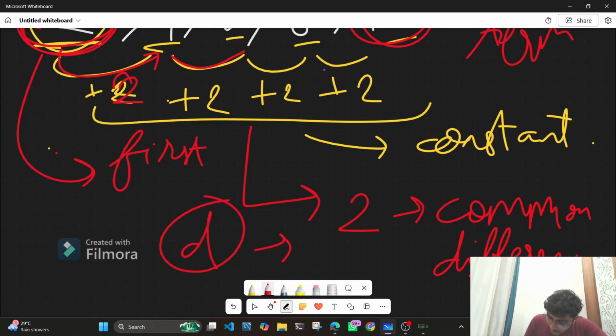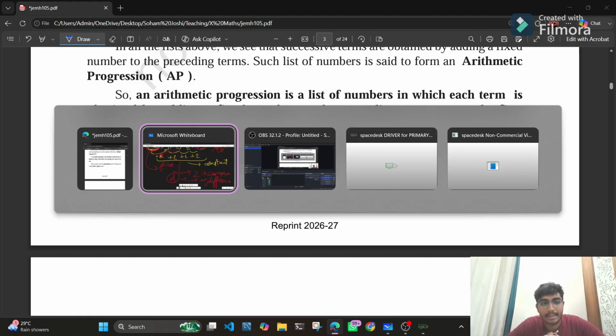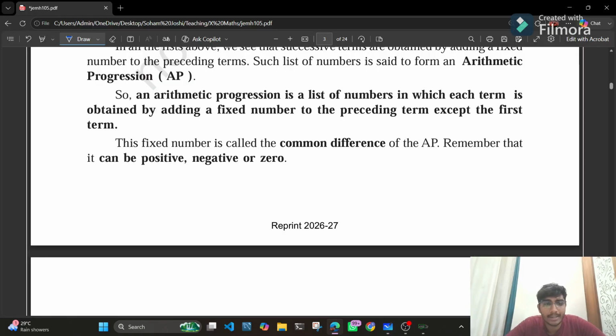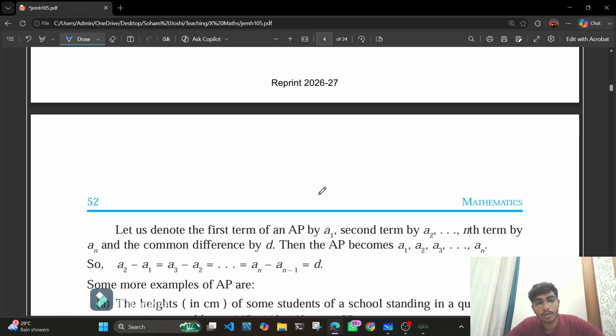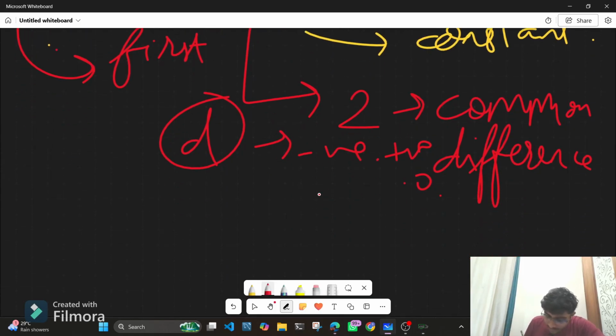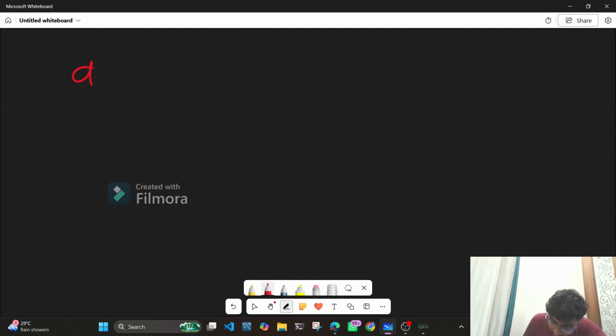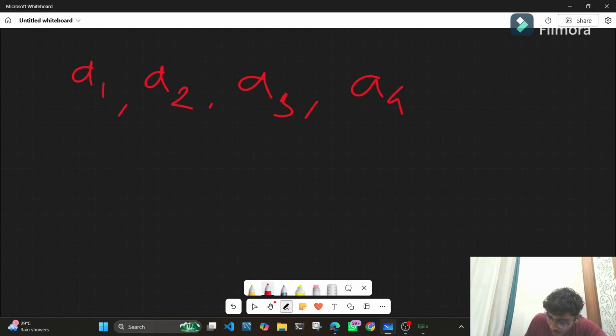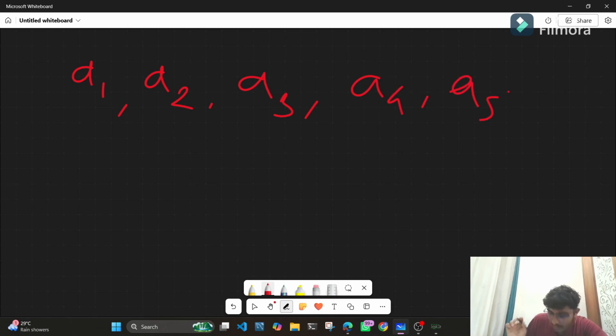Common difference could be negative, could be positive, or it could be zero also. That doesn't matter. It can be positive, negative, or zero. Okay. Now, let's say we have a list A1, A2, A3, A4, A5. Now we know that the common difference is the same for all the terms. And what is the common difference? That is the next term minus the preceding term.